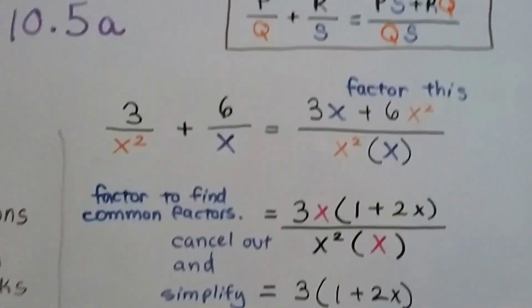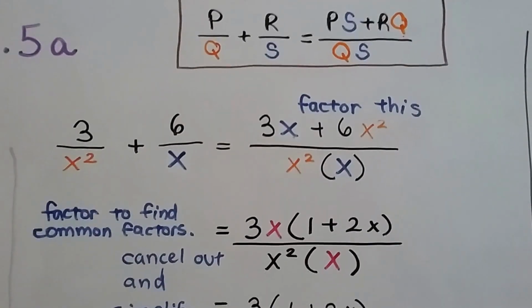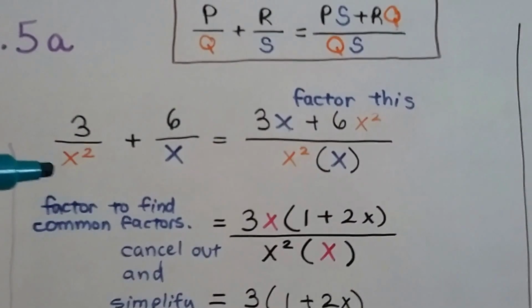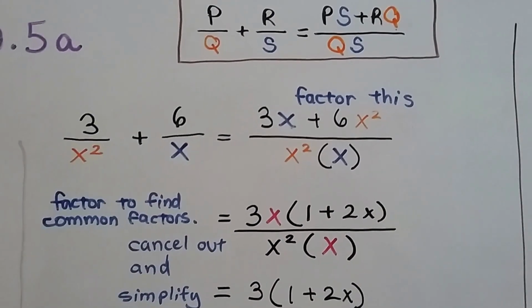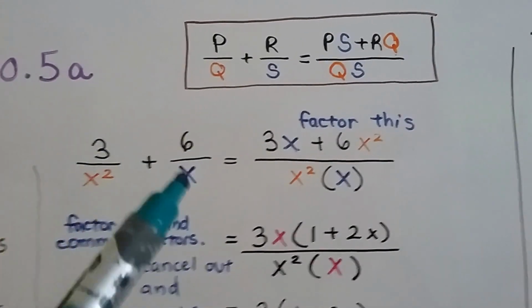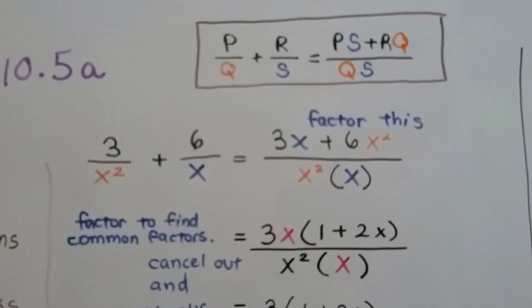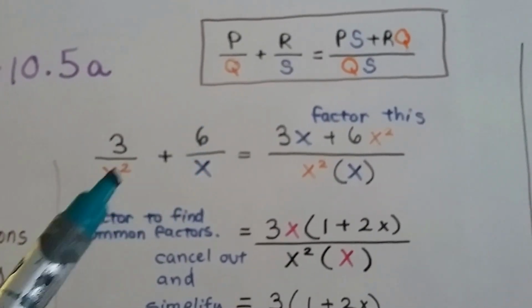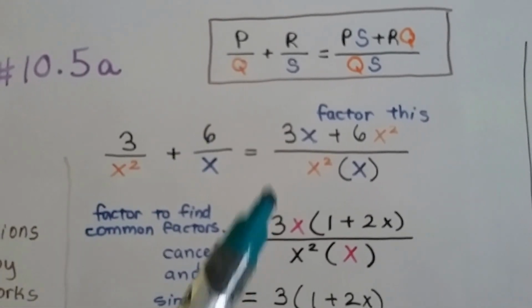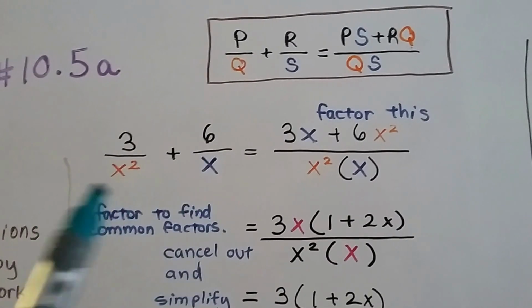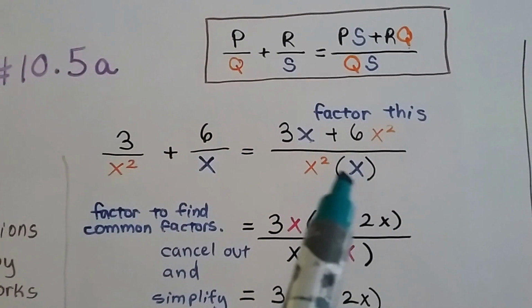Okay? I'll show you some more. So here's our pattern. Okay, I wrote up here to help us. And if we've got 3 over x squared and we're adding it to 6 over x, we do 3x. Okay, that's multiplied together right there. And we're going to add it to 6x squared, see? And the whole thing is over x squared times x, see?